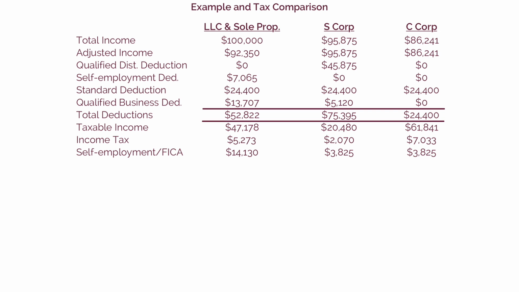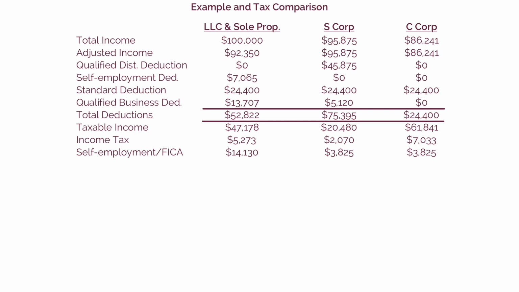So Social Security and Medicare, or self-employment and FICA taxes, those are all kind of the same. That's what that all is. That's 15.3% for the sole proprietors and LLCs. They get no break on that. So that's, other than that, other self-employment deduction of $14,130.